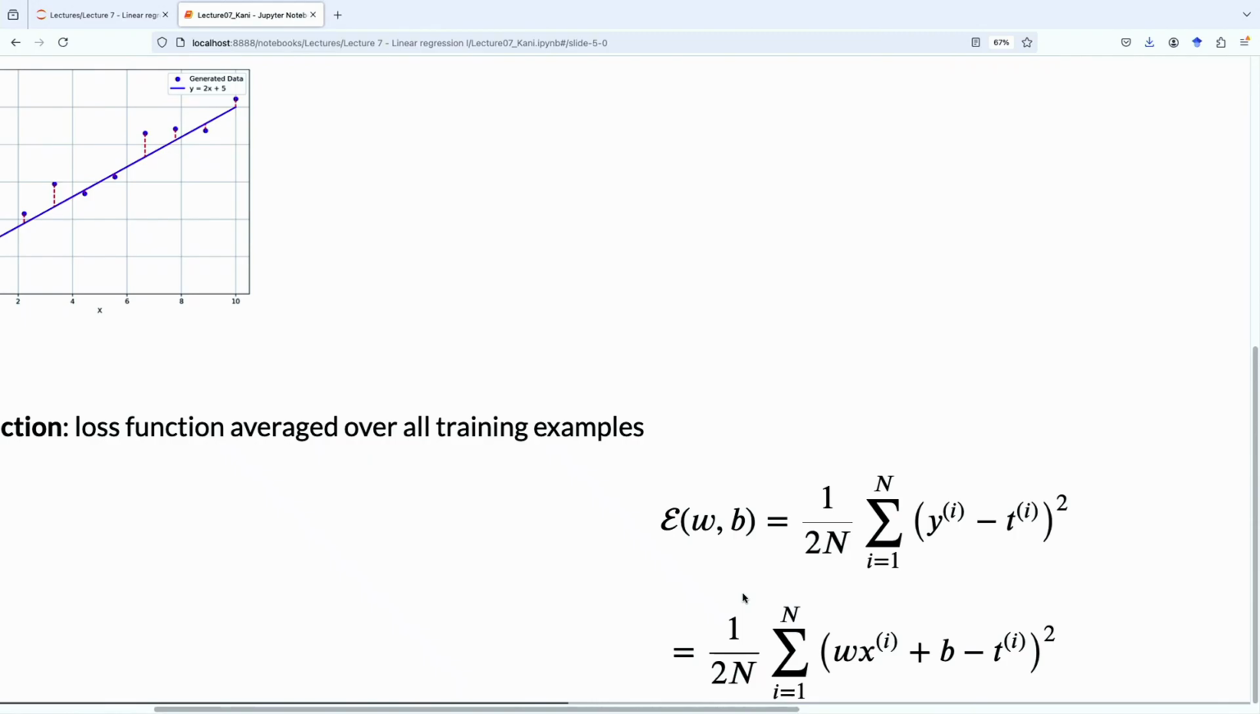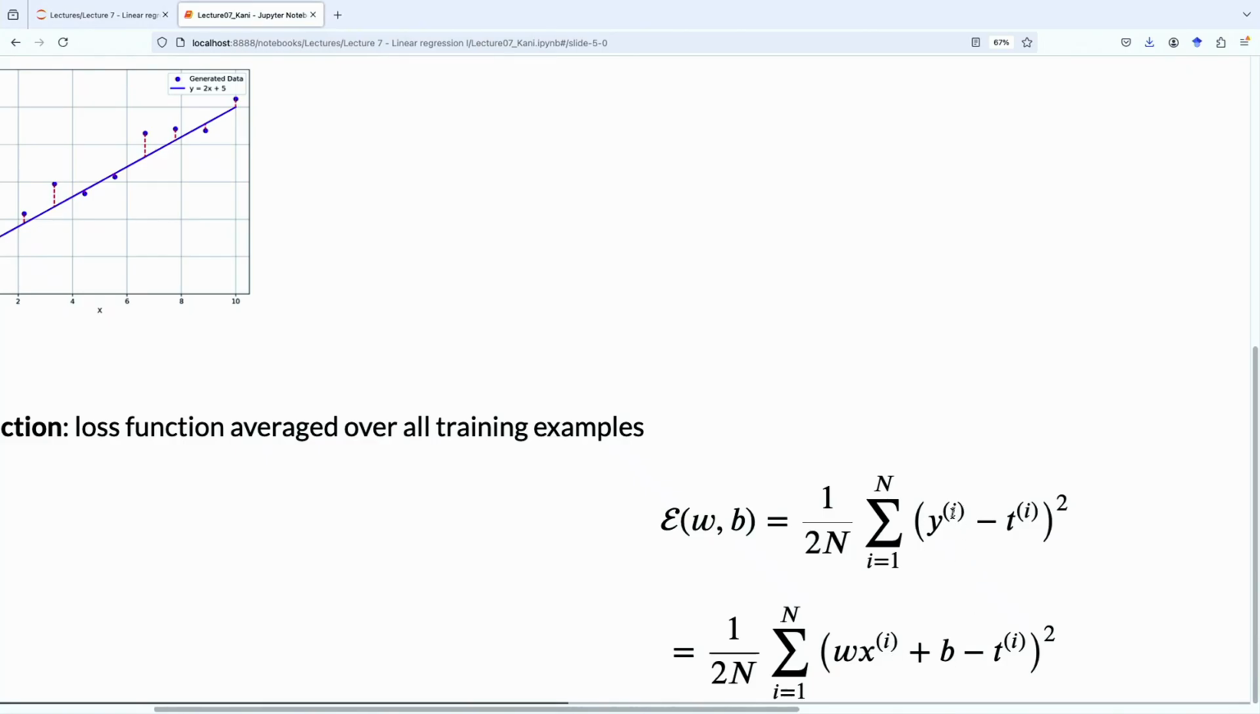What's important here is the predicted value, y minus t. We could expand this out a bit to be wx plus b minus t. Of course, xi is the input for each data point, y is the predicted value, and t is the target, or I think of it as the ground truth value. T stands for target. Y stands for the predicted value.